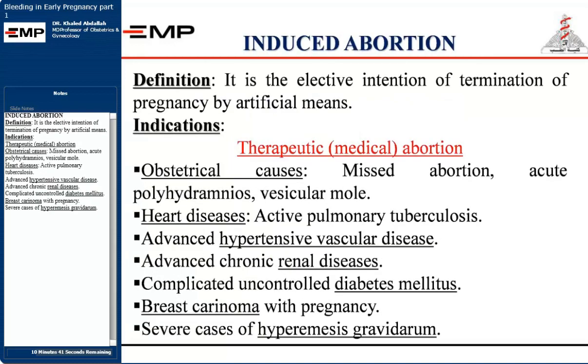Induced abortion. Definition: it is the elective, intentional termination of pregnancy by artificial means. Indications: therapeutic, medical abortion. Obstetrical causes: missed abortion, acute polyhydramnios, vesicular mole. Heart diseases, active pulmonary tuberculosis, advanced hypertensive vascular disease, advanced chronic renal diseases, complicated uncontrolled diabetes mellitus, breast carcinoma with pregnancy, severe cases of hyperemesis gravidarum.